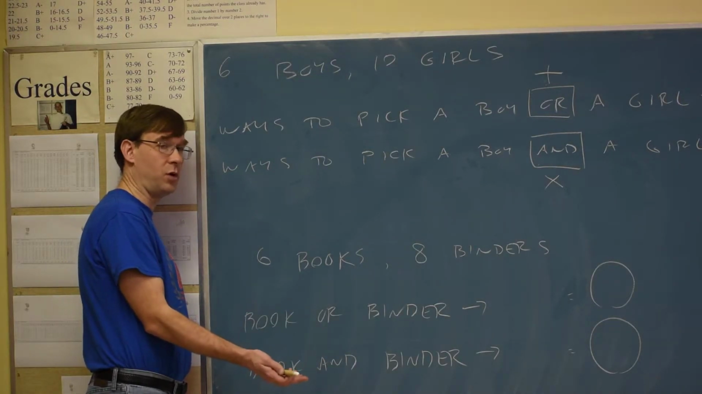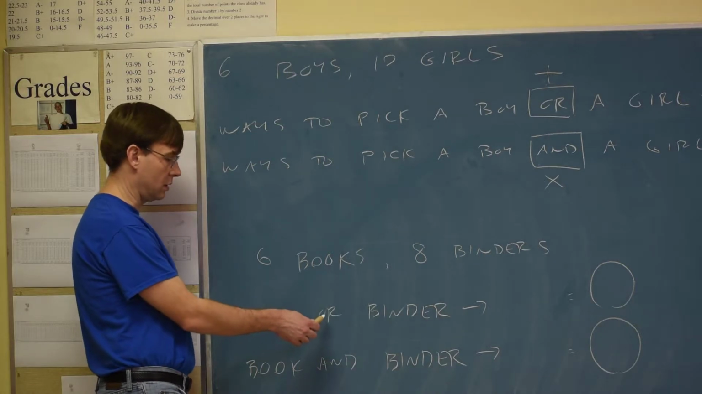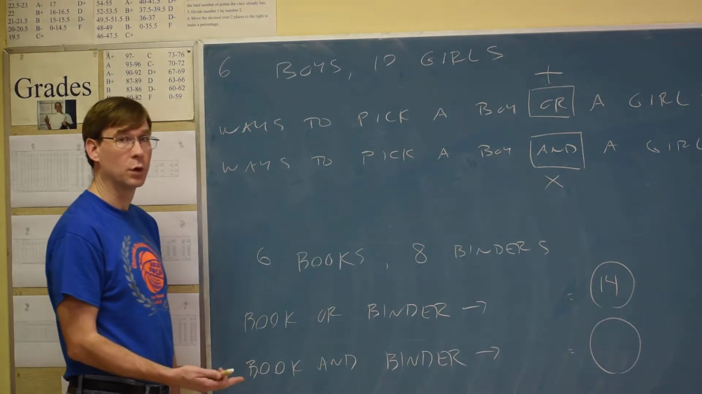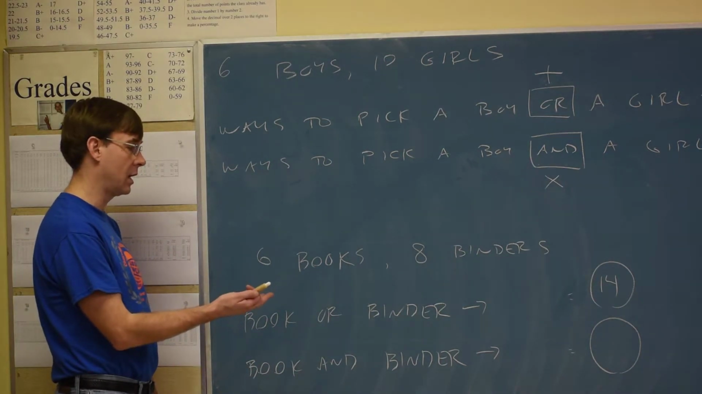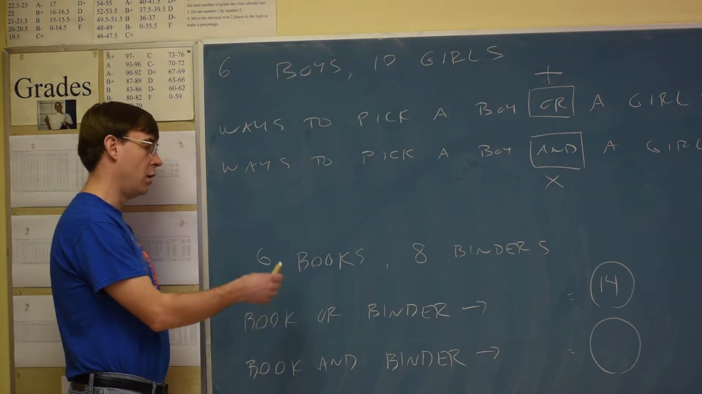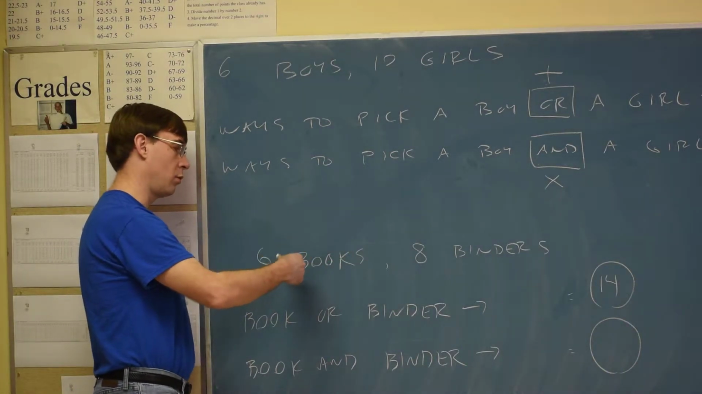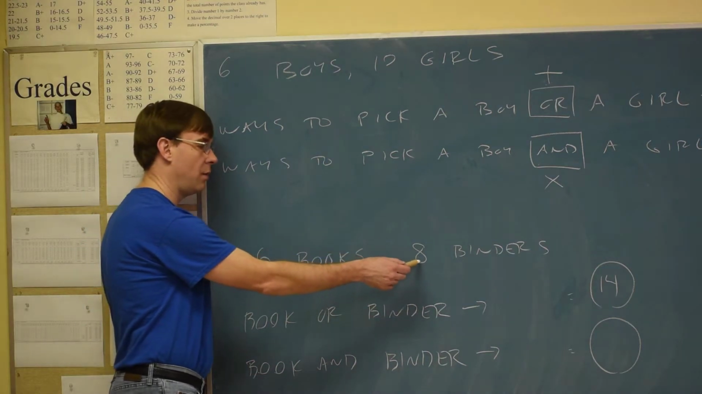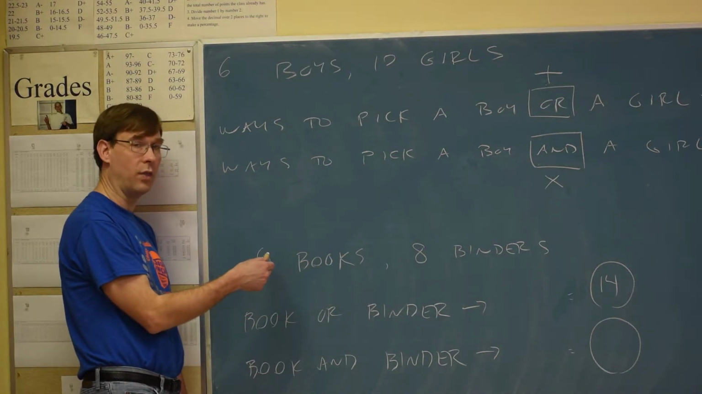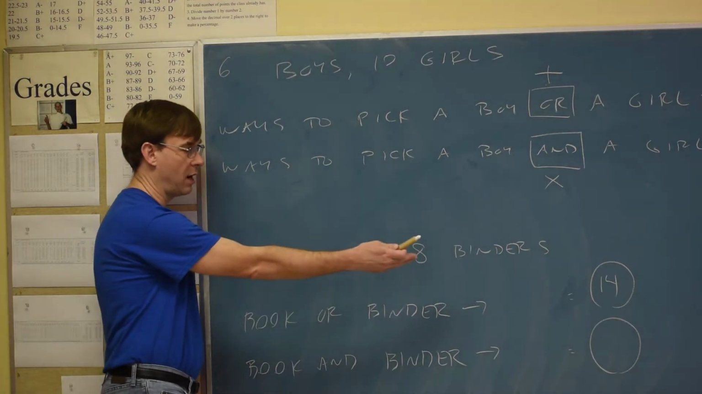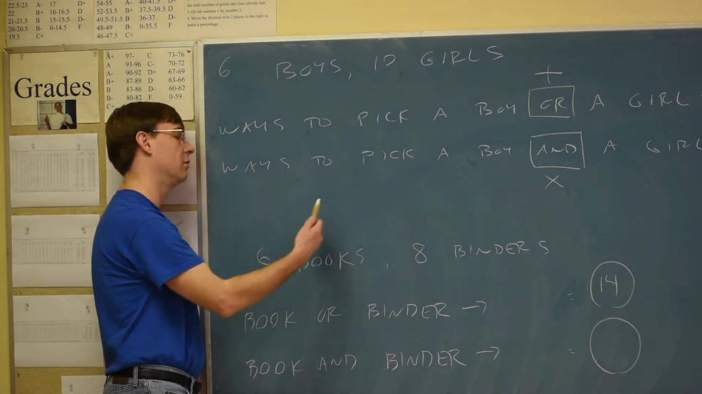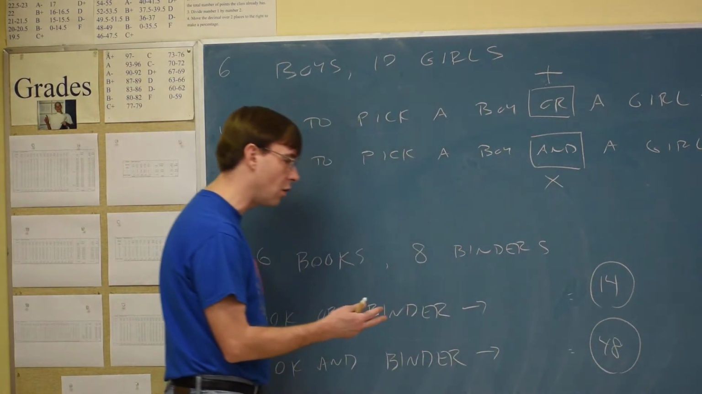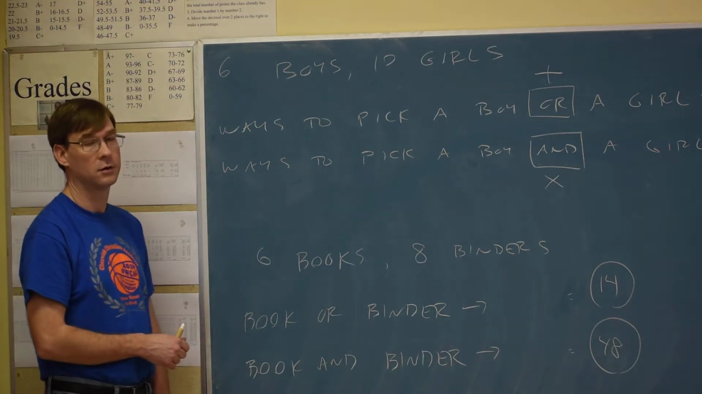If you want to test yourself, pause the video a second before I do the answers. The book or binder would be 14 because we're just adding. There's 14 items in your locker. Pick one, just add them together. But if we're going to pick a combo, we could do book 1 with binder 1, book 1 with binder 2, book 1 with binder 3, book 1 with binder 4. There'd be 8 combinations there we could work just by taking that first book. And then the second book could pair off with those. The third book could pair off with those. The fourth, etc. You'd end up with 48 combinations of books and binders.